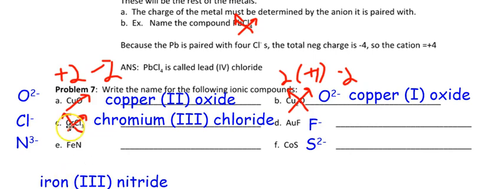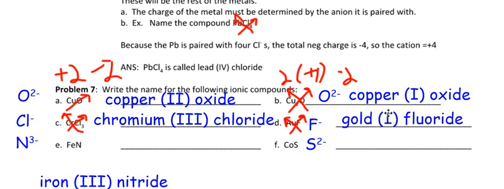So how many chromiums do you have? 1. What's its charge? Plus 3. How many chlorines do you have? 3. Each of them are negative 1 for a total negative 3 charge. Should the charges cancel out? Yes, they do. Let's check the next one. Is negative 1 the charge of fluorine? Yes, it is. Therefore, 1 must be the charge of gold. So I get gold 1 fluoride.